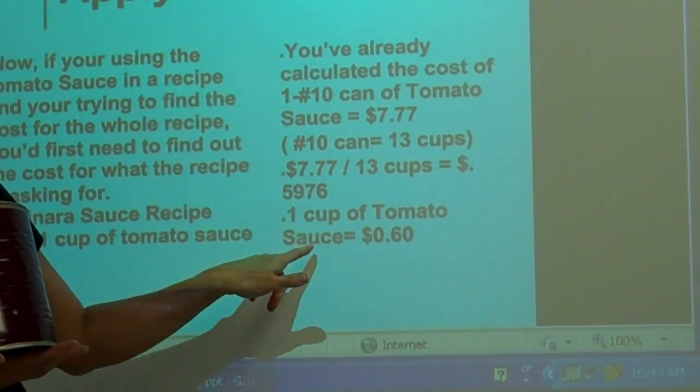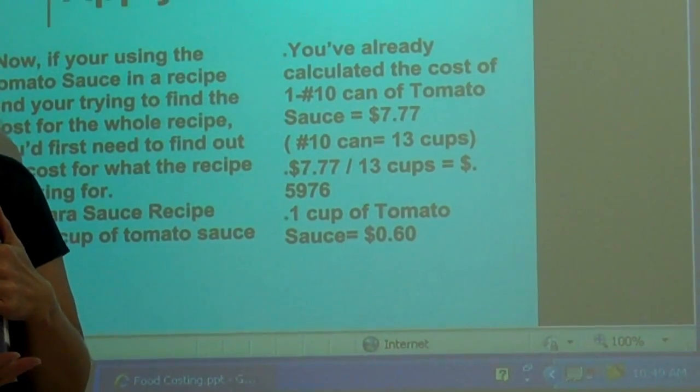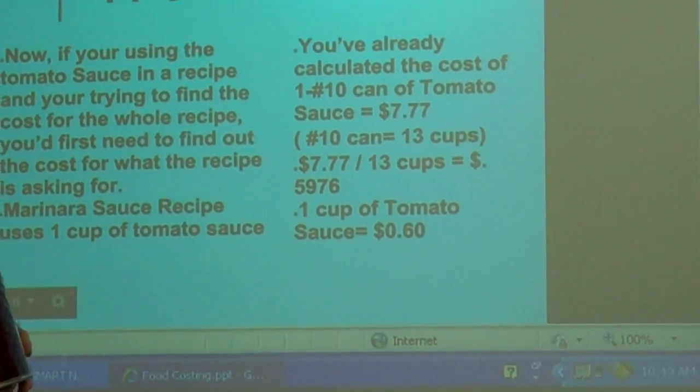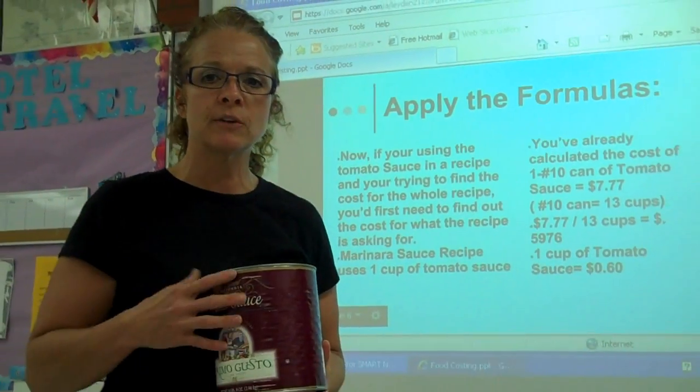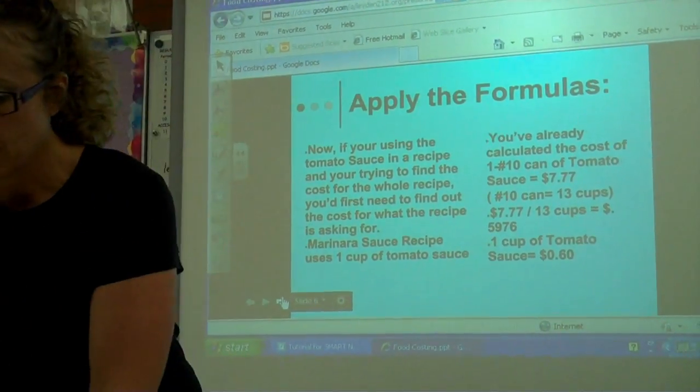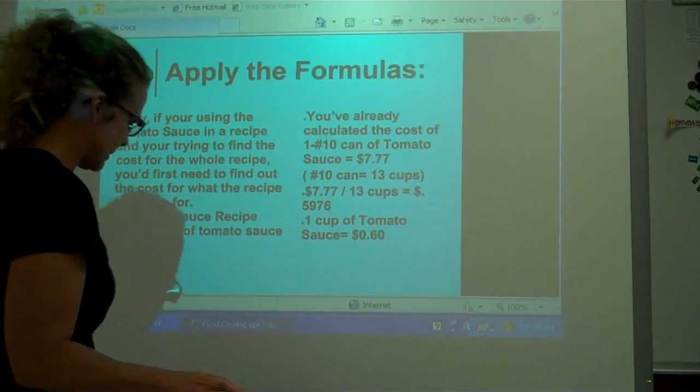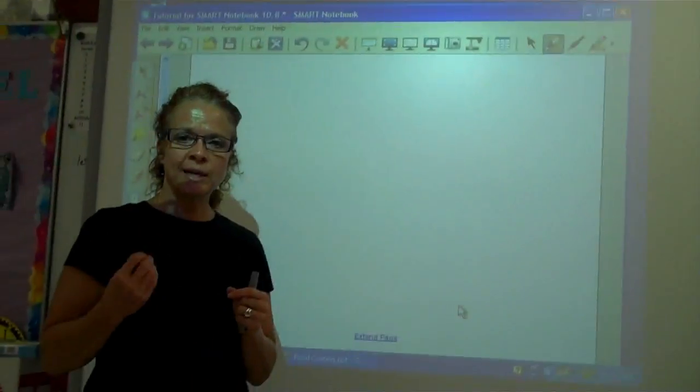So we know that 1 cup of tomato sauce is 60 cents. Now, a different way to set this up. I'm going to start this and you'll see this flow through the entire PowerPoint. So I'm going to minimize this for a second. I'm going to show you the algebra on this.